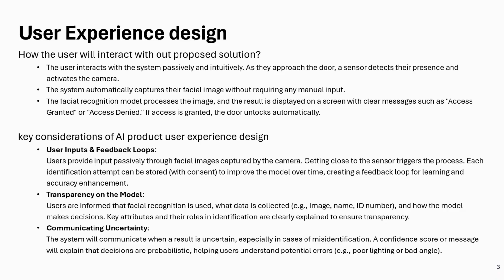Users are informed that facial recognition is used, what data is collected, for example image, ID number, etc., and how the model makes decisions. The system will communicate when a result is uncertain. A confidence score and a message will explain that decisions are probabilistic. This helps users understand potential errors like poor lighting or a bad angle.